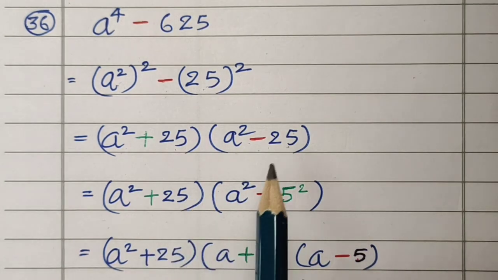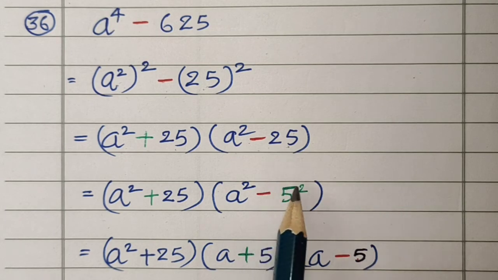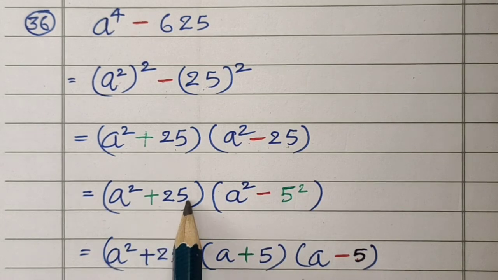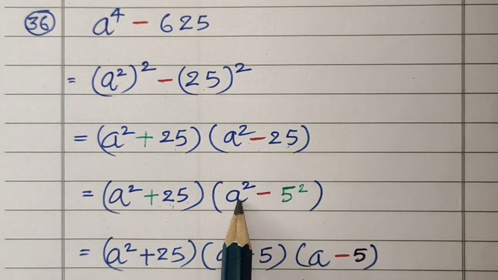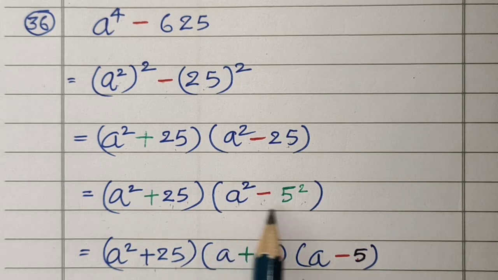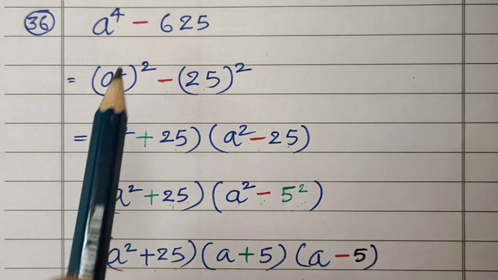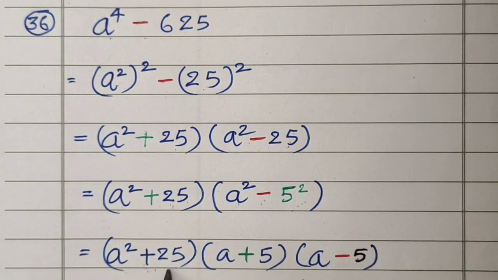Now there is a minus sign here. Once again try to do something out of this. A square plus 25, we cannot do anything, keep it like this. This can be converted into 5 square: a square minus 5 square. This is in the form of a square minus b square. Expand this. A square minus 25 can be written as a plus 5 into a minus 5. When you factorize a to the power of 4 minus 625, we are going to get (a square plus 25)(a plus 5)(a minus 5).